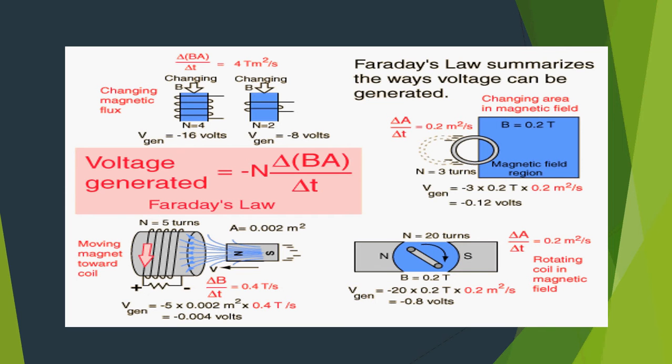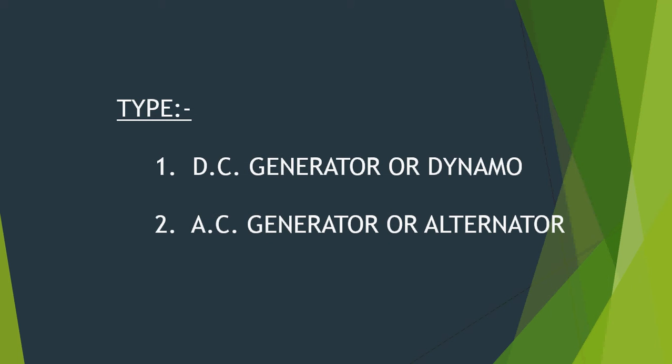Now, what is the formula for Faraday's law? The voltage or EMF generated is equal to negative n del BA by del T. Here n is the RPM, B is the magnetic field, A is the area, and T is the time taken.